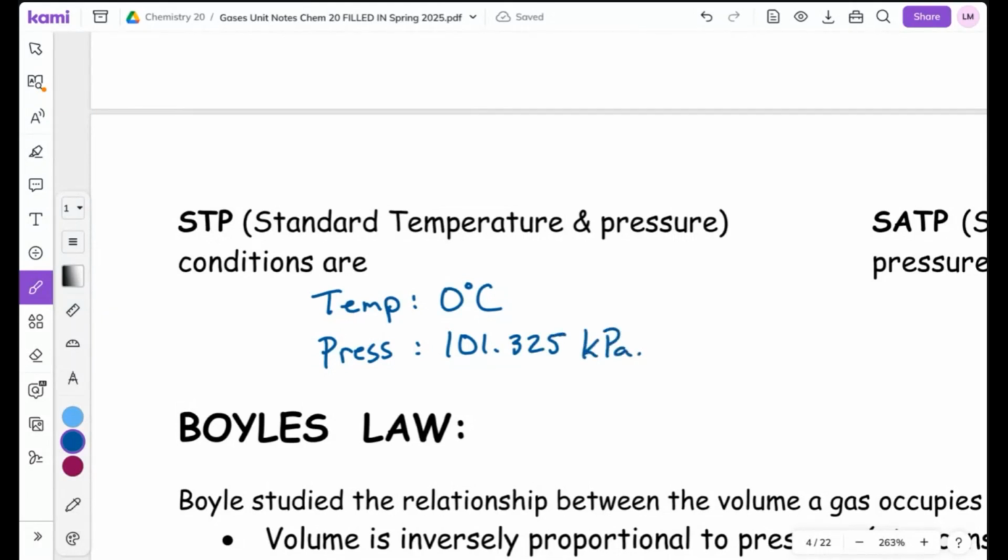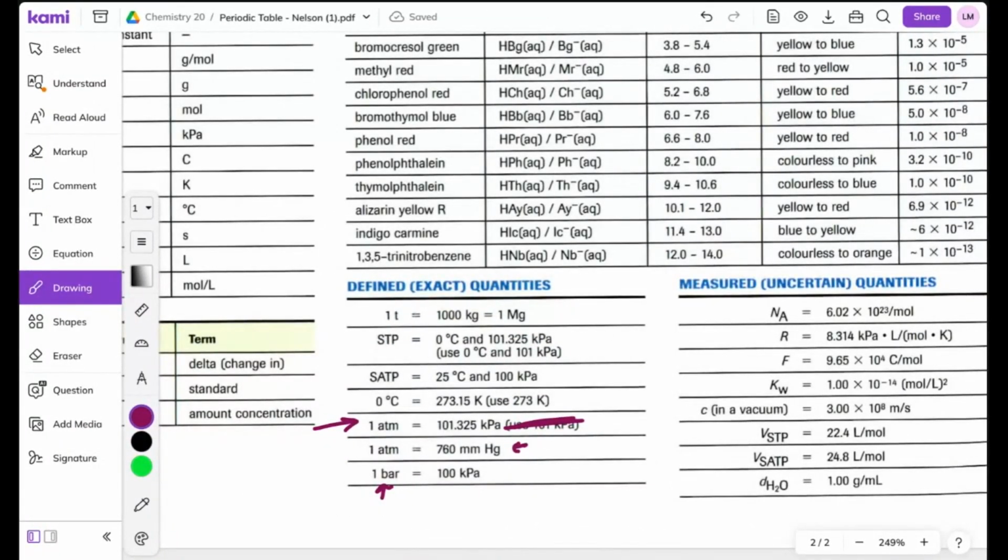Now, where can you find these values? If we go to our Nelson periodic table, on the second page in the bottom right hand corner, you can find that right there. Now it does say use 0 degrees Celsius and 101 kilopascals. Do not use that. The reason is that you always want to use the number that has more digits in it so your answer is more accurate. So just use 0 degrees and 101.325 kilopascals.